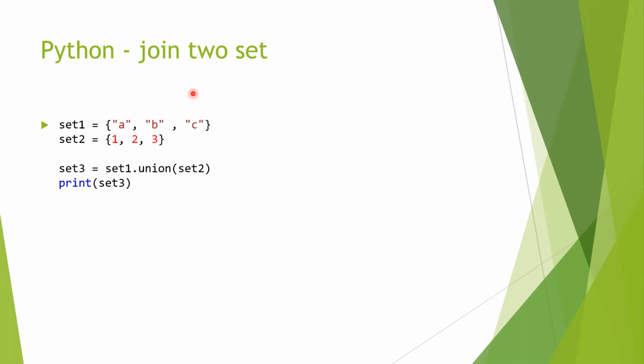Now you want to use the whole items of both sets. Then you use dot union. Union means all the terms, common or not: A, B, C, 1, 2, 3. You will get all the answer. If A is repeated in the second set also, it will print one time only. Okay, that is for the union command. With dot update, you will get the same answer. We will try in Python also.